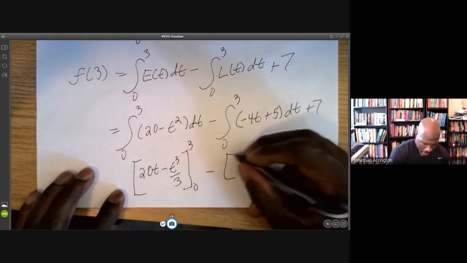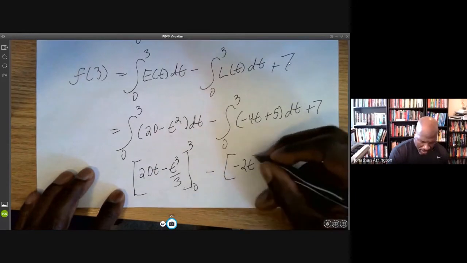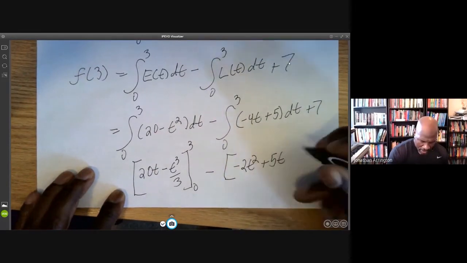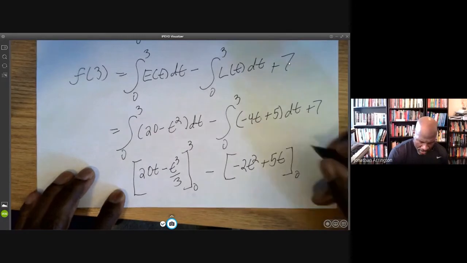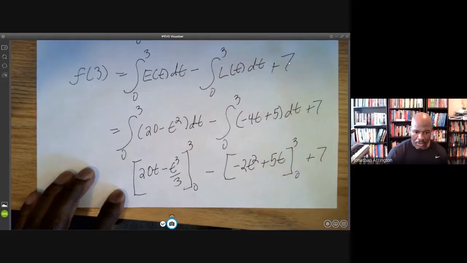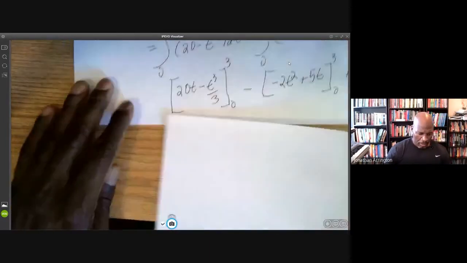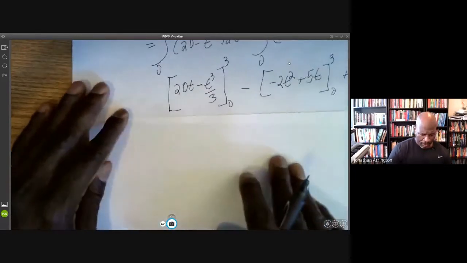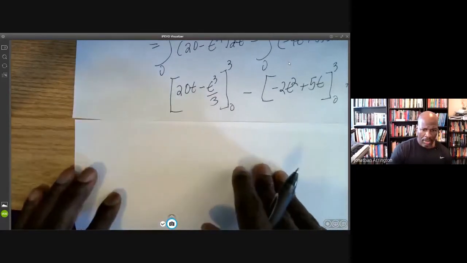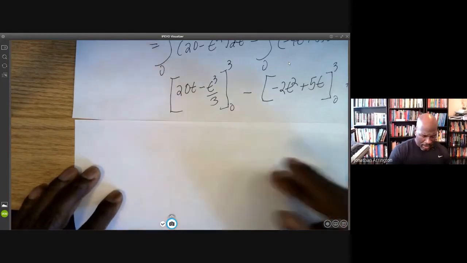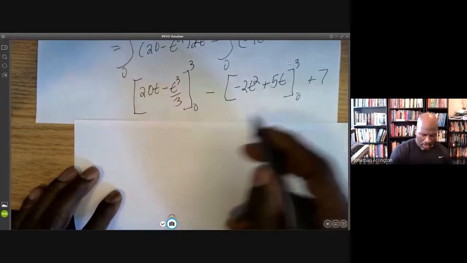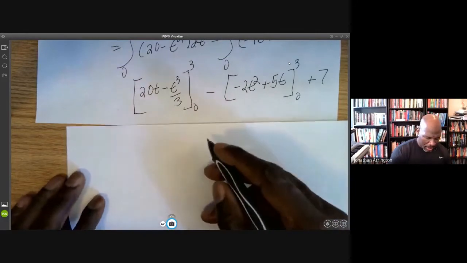And L of t would be negative 2t squared plus 5t, to be evaluated from 0 to 3. And then, of course, your plus 7. All right, so let's see what this equals. I'll put this up here so I can reference it. All right, so I'm going to plug in 3. Again, the good thing about this is neither one of these do we need to plug in 0, so we're just going to plug in 3 each time.